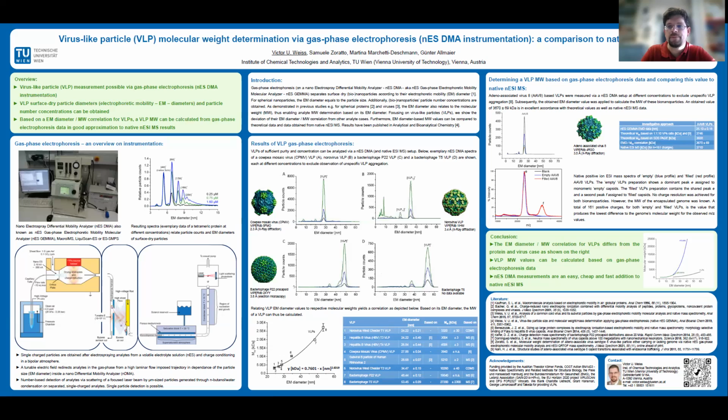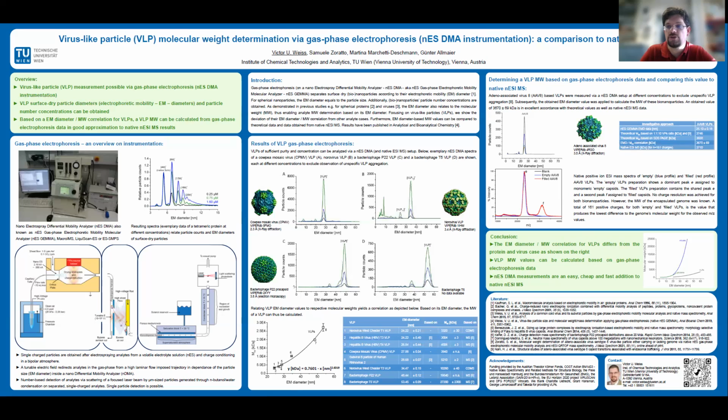How does that help? We are now able to analyze VLPs via gas phase electrophoresis, take the surface dry particle diameter of each species, which is the electrophoretic mobility diameter of each species, to that correlation and calculate the molecular weight value of such a VLP in question with very good numbers. This we have done, for instance, here with adeno-associated virus 8 VLP.